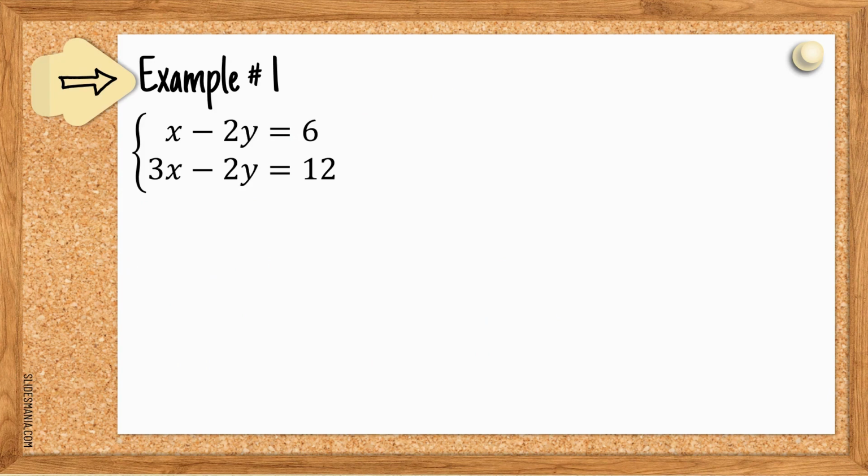Let's have another example. x minus 2y is equal to 6 and 3x minus 2y is equal to 12. For this one, again, our first step is we solve for one variable. Since in these two equations it is easier to find the value of x in our first equation, let me write it here. x minus 2y is equal to 6.